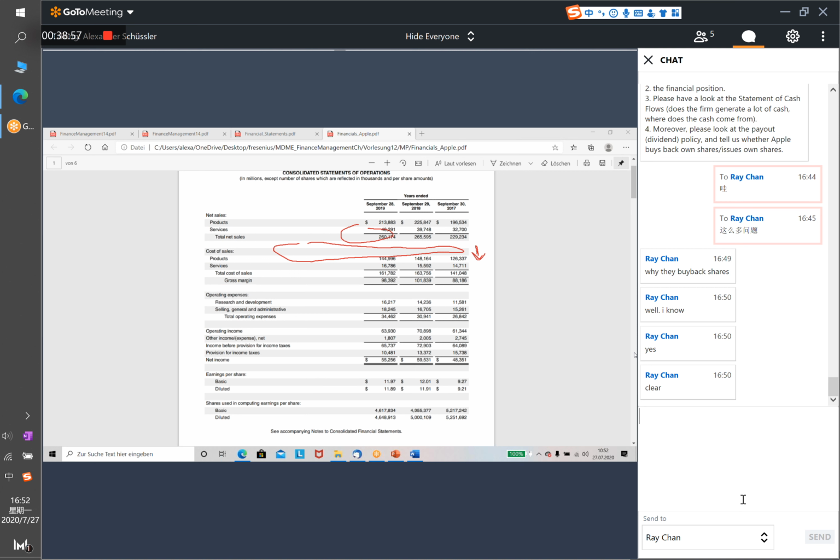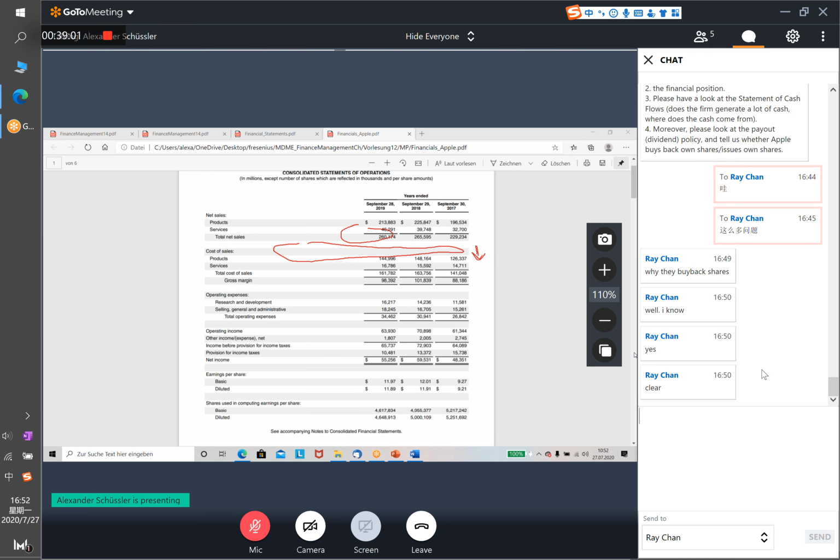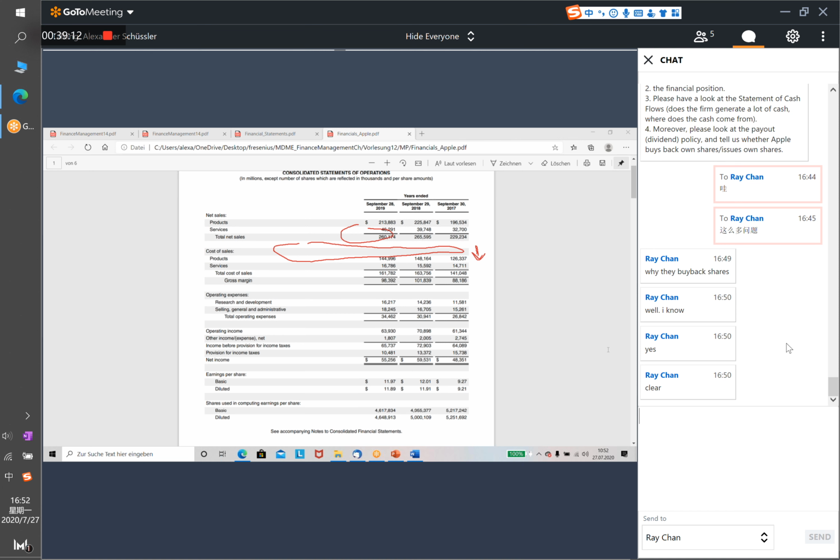This is exercise number 3. Exercise number 3 is about the financial position. Financial position means leverage. Does the firm have a lot of leverage? Does the firm have a lot of liabilities, or does it use predominantly equity? And the statement of cash flows is about cash. You want to know whether Apple really is generating cash. Is it only net income, or do they also generate cash?